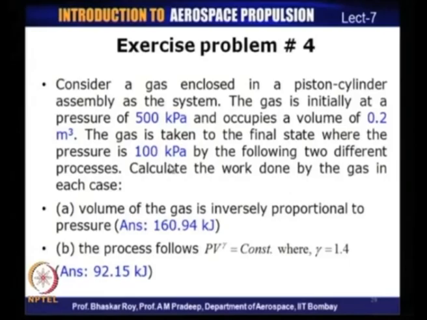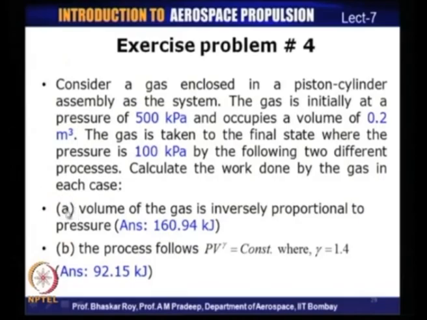And the last exercise problem for you is: consider a gas enclosed in a piston cylinder assembly as a system. The gas is initially at a pressure of 500 kilopascal and occupies a volume of 0.2 meter cubes. The gas is taken to the final state where the pressure is 100 kilopascal by the following two different processes. Calculate work done by the gas in each case.